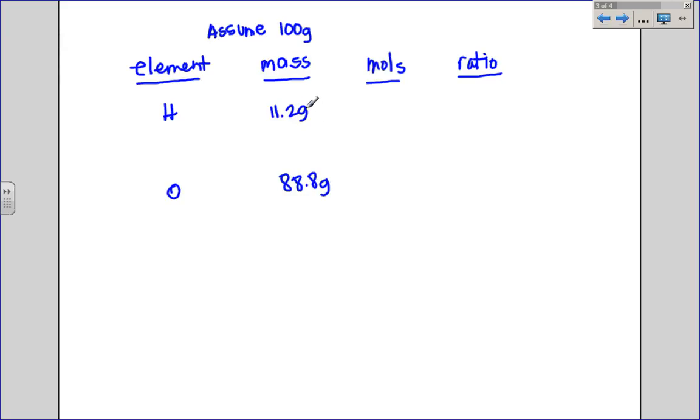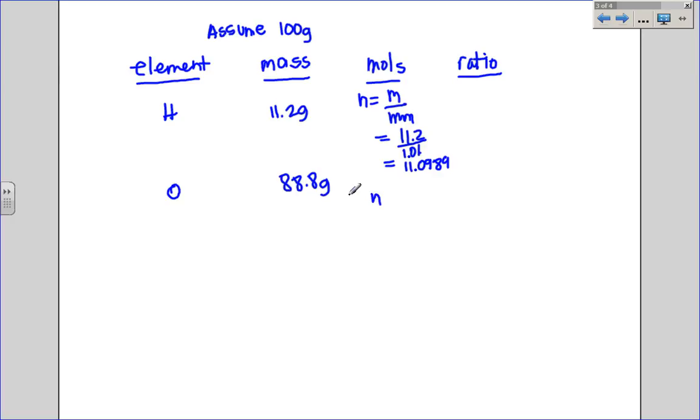Now we want to find out in 11.2 grams of hydrogen how many moles that is. So we use our formula. Moles is equal to the mass divided by the molar mass. Okay, now keep in mind here we're talking about just the element hydrogen, so we don't have to worry about the subscript or anything. It's going to be 11.2 divided by 1.01. We get 11.0989.